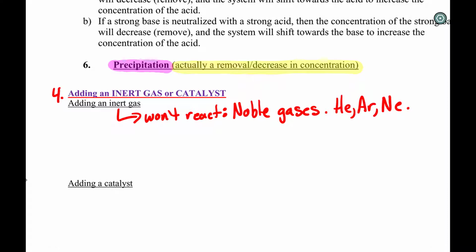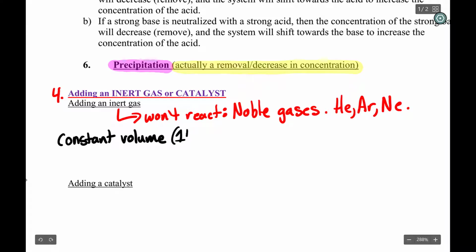Now, there's a couple of different scenarios. You could have an inert gas at a constant volume. So what that would mean would be I'd have to have a rigid reaction vessel, like a big steel vessel that cannot expand or contract. It doesn't have a piston, so it has a constant volume. Let's just make up a number. Let's say it's like 1 liter.